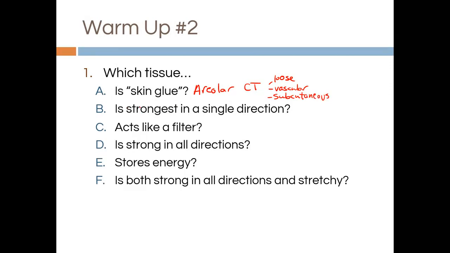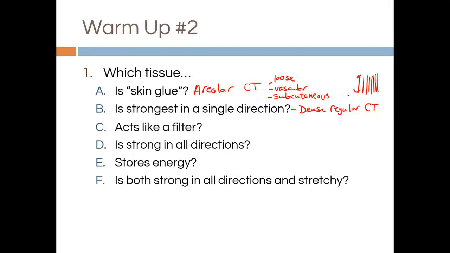Great. Which tissue is strongest in a single direction? This would be dense, regular connective tissue. And if you remember, that's the one where all the collagen fibers are all lined up, so it's very strong in one single direction.